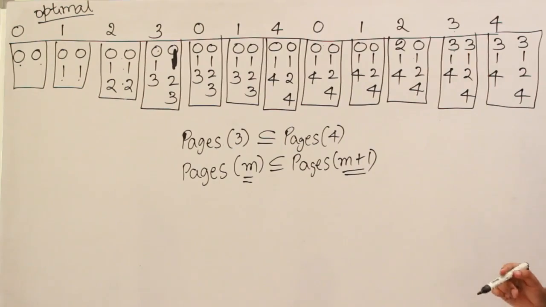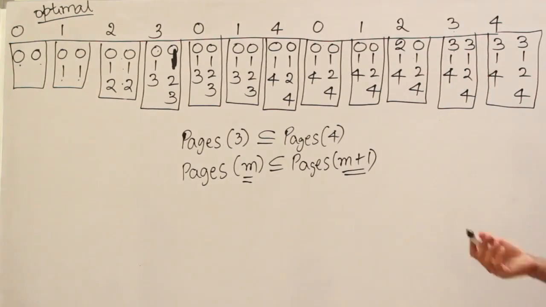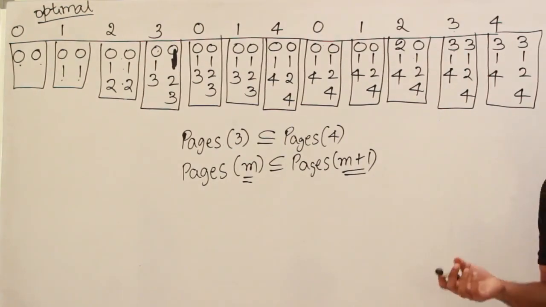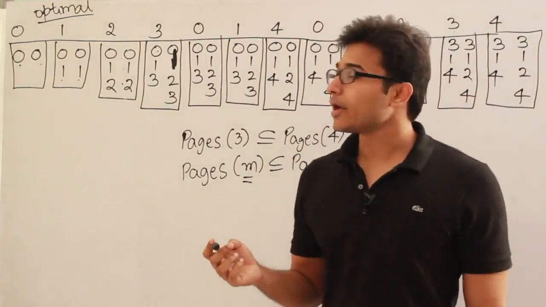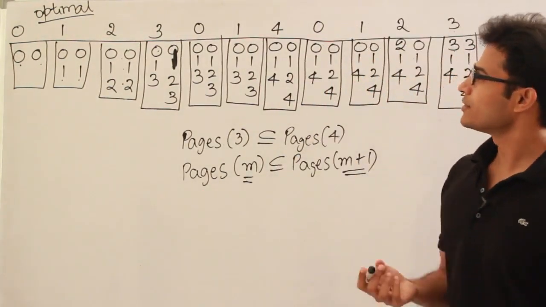That is what a stack property is. So the optimal algorithm clearly follows the stack property. Whenever an algorithm follows a stack property, how can I declare that the optimal algorithm follows it?